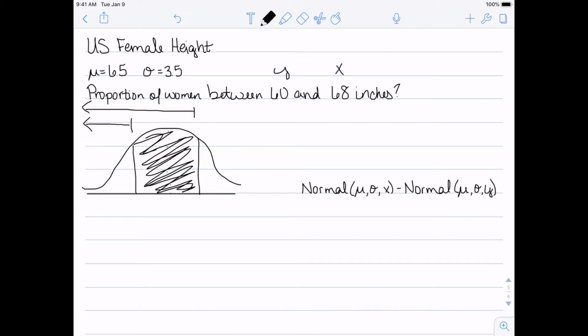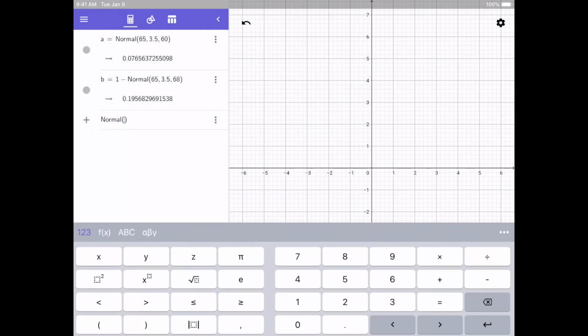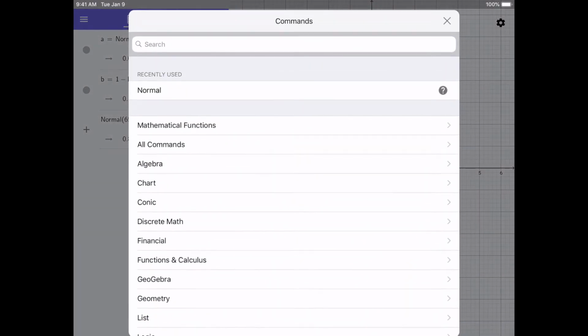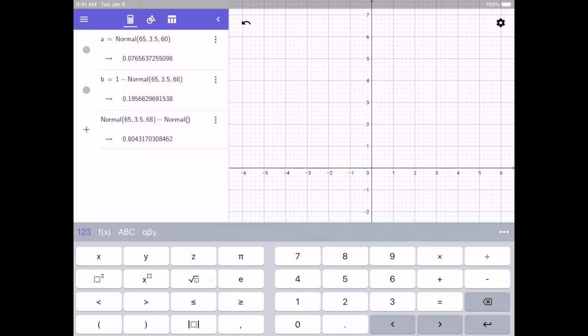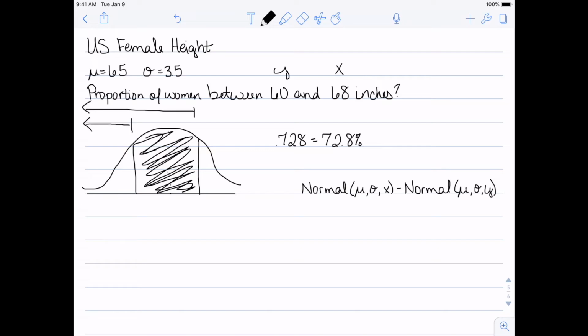So let's see how that works on the calculator. We'll click the 3 dots and select the normal command. We know our mean is 65, our standard deviation is 3.5, and the bigger of the data values is 68. Minus, we can go back in and select our normal command again. This time the mean is 65, standard deviation is 3.5, and my other data value is 60. So the proportion that's between the two is roughly 0.728. My final result is that the proportion between 60 and 68 would be 0.728 or 72.8%.